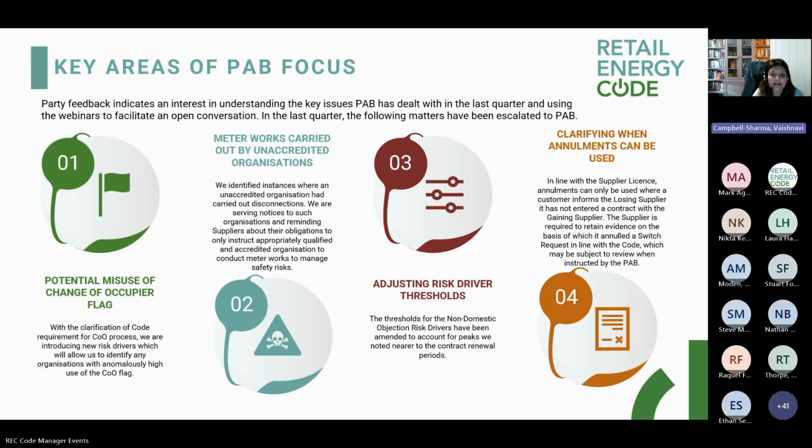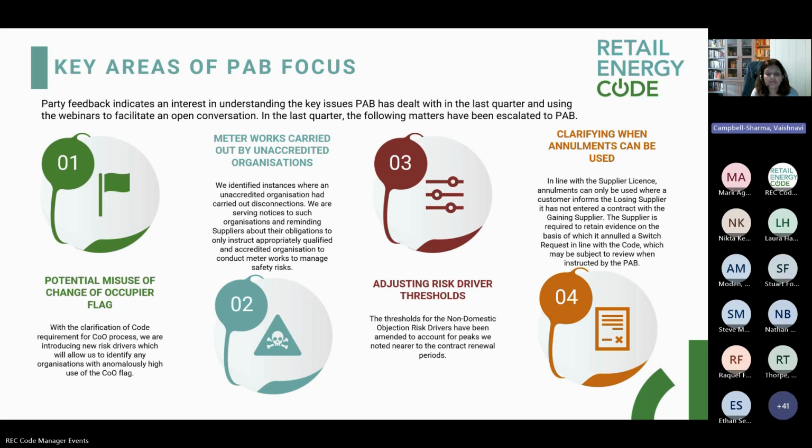But primarily, the annulments process was designed to give suppliers the ability, where a customer comes and tells them, "You've written to me saying I'm switching, but I've not agreed any contract with any other supplier, so I don't believe I'm switching." In those cases, the supplier can use annulments to prevent an erroneous transfer from happening.